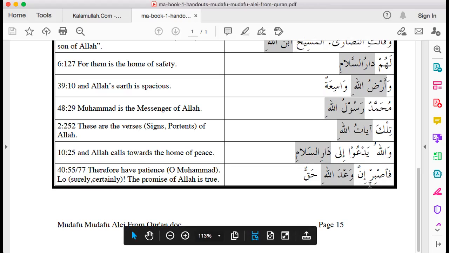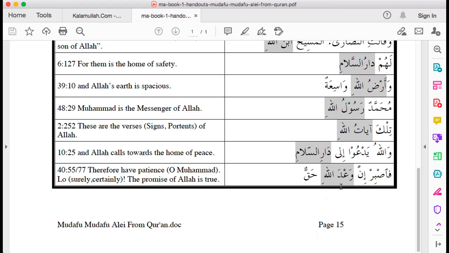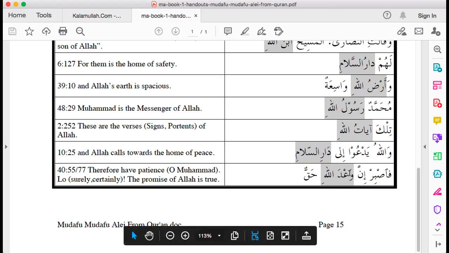So, fasbir inna wa'adallahi haqqun. Wa'adallahi. This is promise of Allah. This is also an idafa construction. Wa'adallahi. Is it any promise? No, it's the promise of Allah. This wa'ada is definite because the Allah is definite. So wa'adallahi. This is an idafa construction.